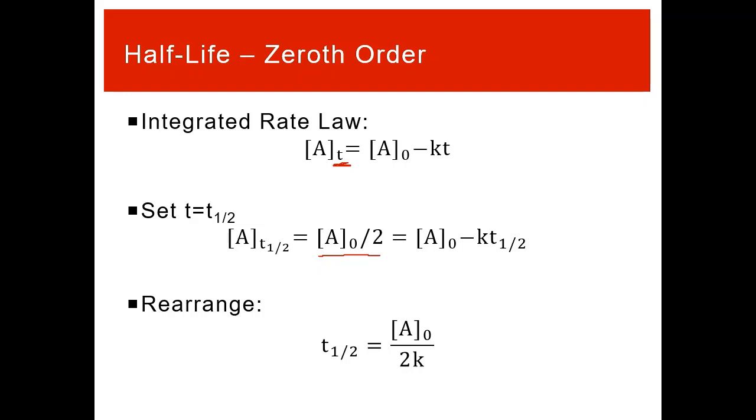One of the things we said is that short half-lives correspond to fast reactions. Well, if k is really big, k is in the denominator. So the bigger k is, the bigger the denominator, the smaller the overall value of the fraction. So we'd get a shorter half-life. That's consistent. When we have a 0th order reaction, bigger k's lead to shorter half-lives. Very nice.